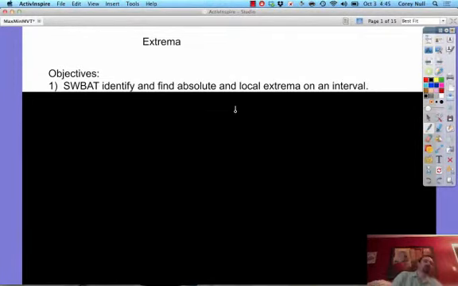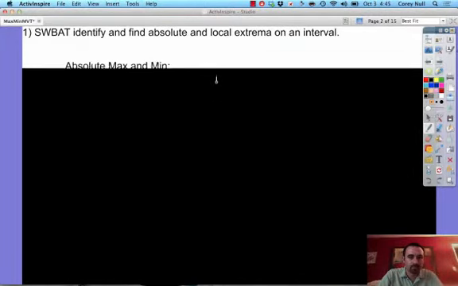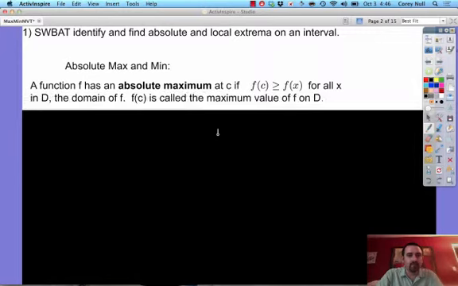The first one is to identify and find absolute and local extrema on an interval. And the second is to apply and state the Mean Value Theorem and Rolle's theorem. First of all, we have to decide what an absolute maximum or minimum is.